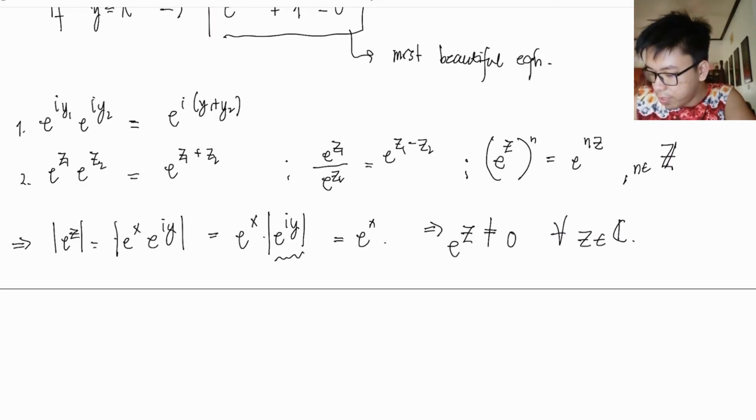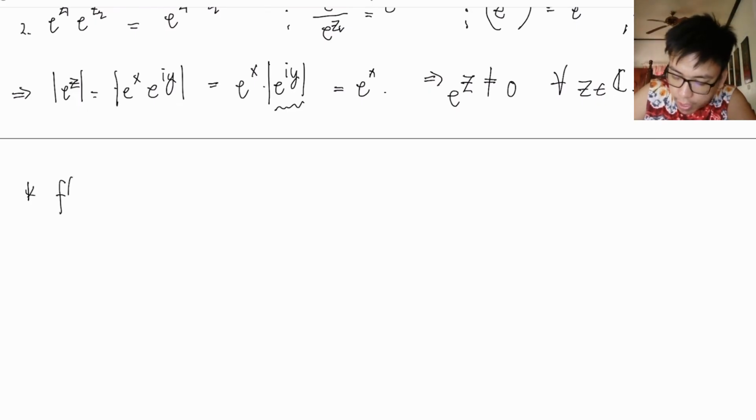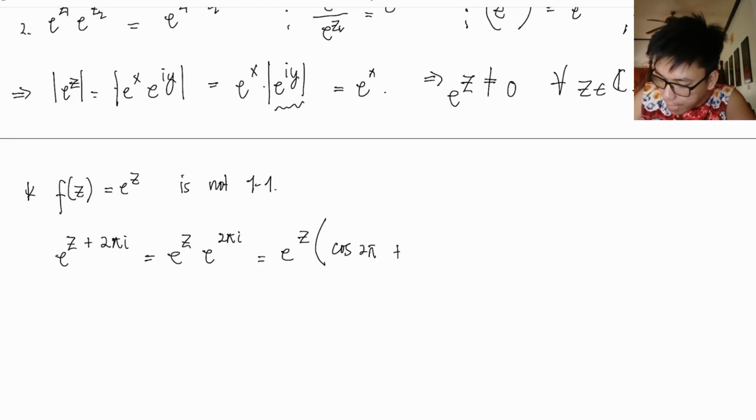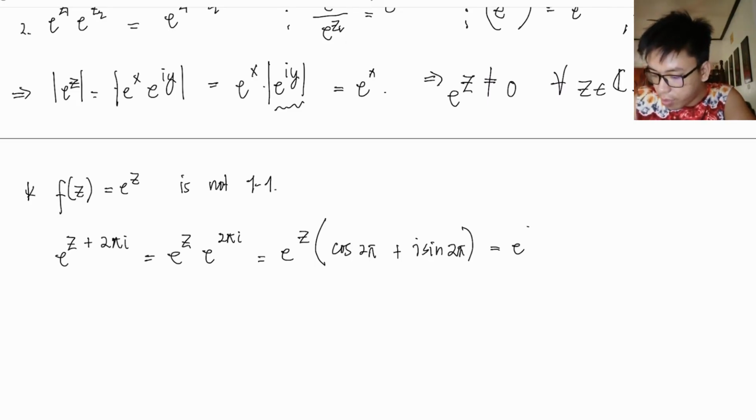And this will hold, of course, since e^z is not 0 for every complex number z. However, we always have to remember that the complex function e^z is not one-to-one. In fact, e^(z+2πi) can be written as e^z times e^(2πi), and that's equal to e^z times (cos 2π + i sin 2π). Evaluating this, that's equal to 1, so therefore that's equal to e^z.